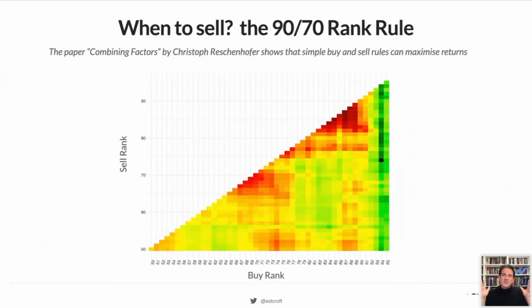When to sell, this question comes up, and how to use the stock ranks for timing. So I've shown this slide in a few webinars recently. And basically there was a great piece of research by Christoph Reschenhofer.